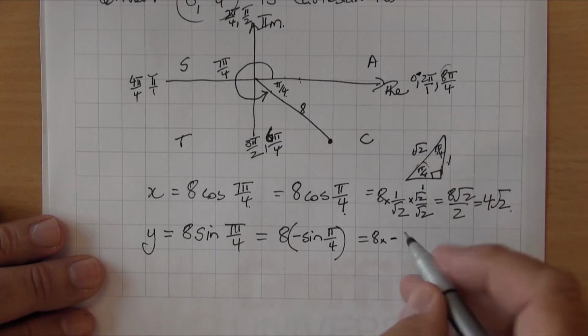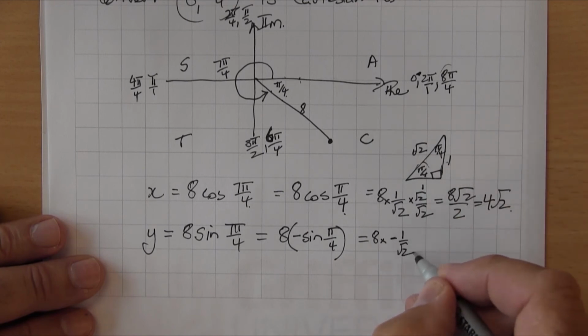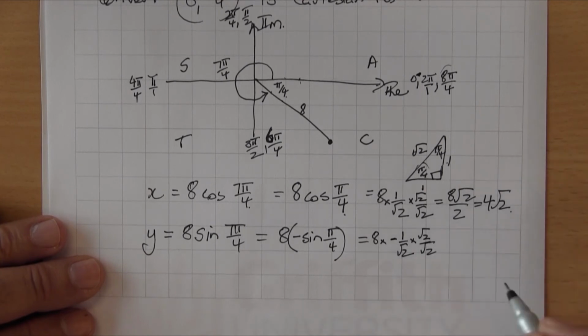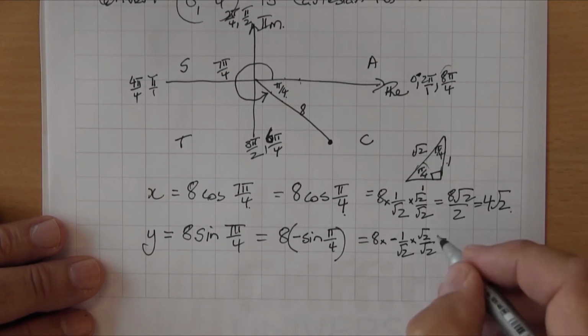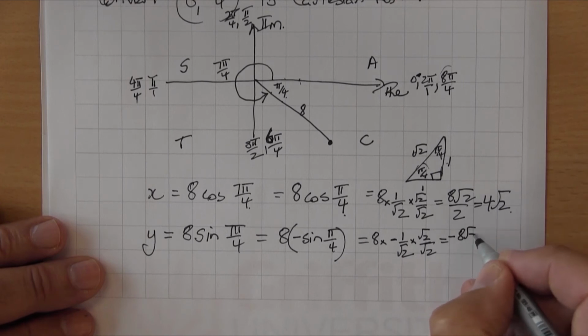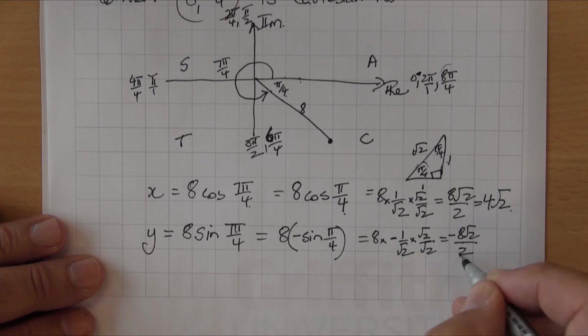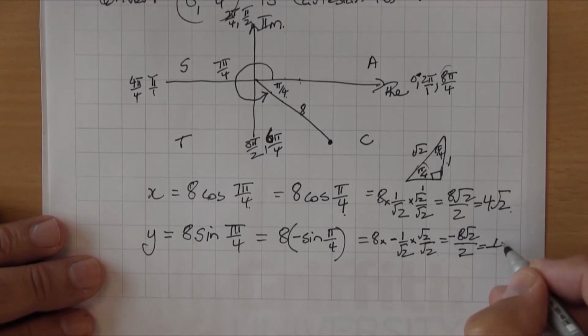Sine is opposite over hypotenuse, 1 on root 2. Multiply top and bottom by root 2 to make sure that our denominator doesn't have a surd. Is negative 8 root 2 by multiplying out across the top. Root 2 times root 2 is 2. 2 into 8 goes 4. Negative 4 root 2.